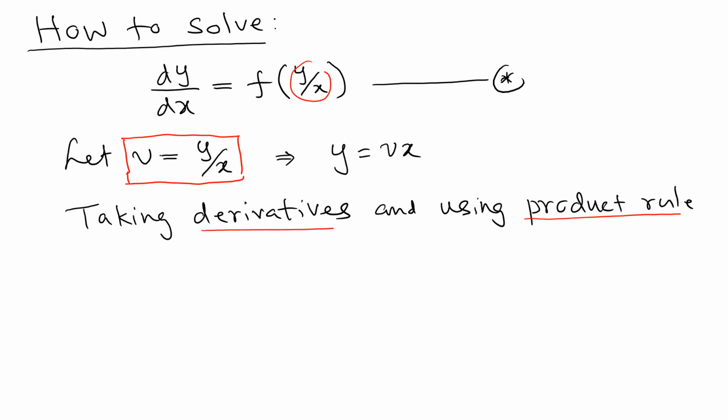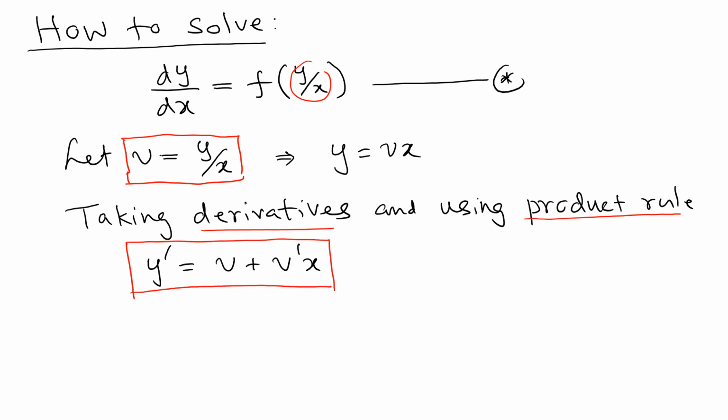So the first term is going to be y prime. On the other side, we use the product rule, so we get v plus v prime x. That is the formula that we use, and it is always the same. Now we can substitute this into the two sides. For the derivative side, we substitute the second one. For the right side, we substitute v equals y over x.